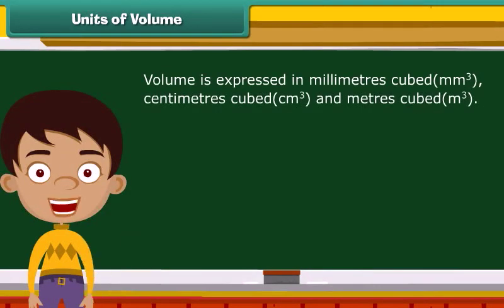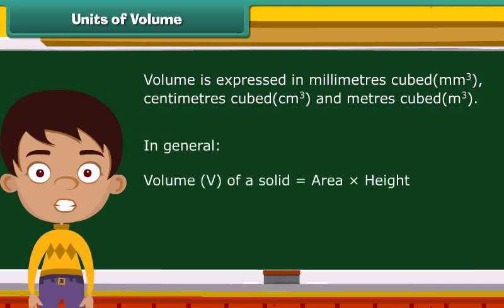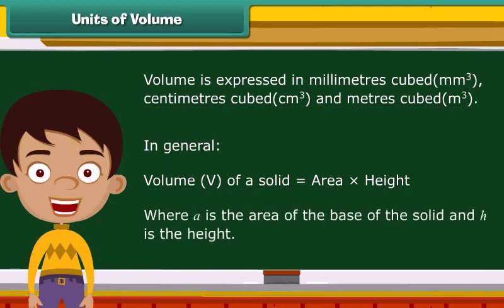Basically, volume is expressed in millimeters cubed, centimeters cubed, and meters cubed. In general, the volume, V, of a solid is given by the area of the base times height, V = A × h, where A is the area of the base of the solid and h is the height. Let's learn about the volumes of different objects.